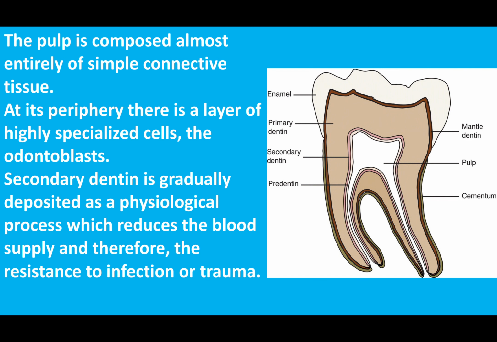So when the trauma is in children's teeth, it is easy for pulp to correct by itself, because the blood supply is large and there are more chances of repair after trauma or infection. But in elderly people, there is a very thick layer of secondary dentine as a result of the physiological process by odontoblasts, that reduces the blood supply and therefore the resistance to infection or trauma is decreased.